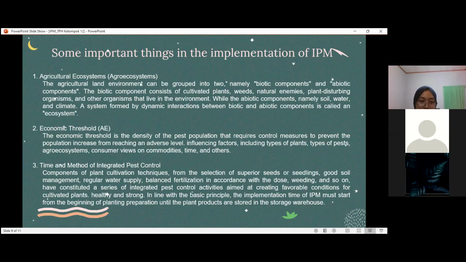Third, time and method of integrated pest control. Components of plant cultivation techniques, from the selection of superior seed or seedlings, good soil management, regular water supply, balanced fertilization in accordance with the dose, weeding, and so on, have constituted a series of integrated pest control activity aimed at creating favorable conditions for cultivated plants, healthy and strong. In line with the basic principle, the implementation of IPM must start from the beginning of planting preparation until the plant products are stored in the storage warehouse.